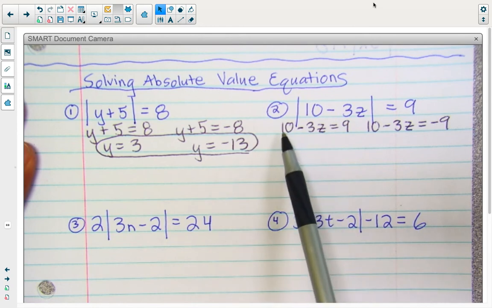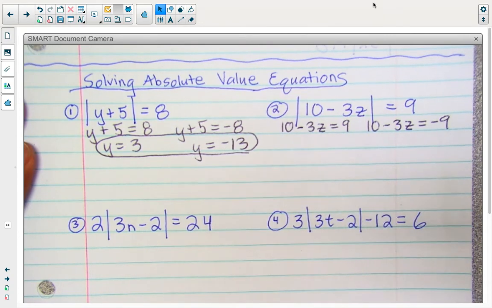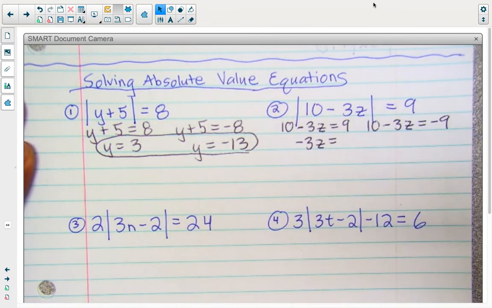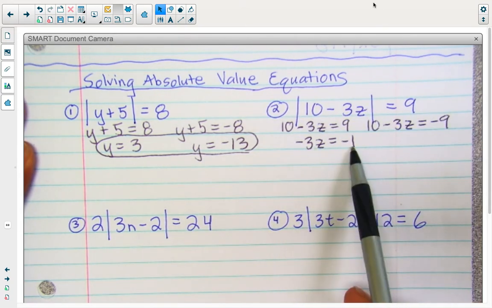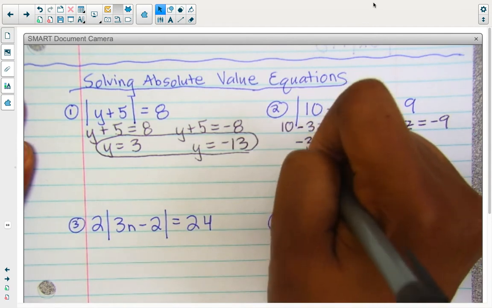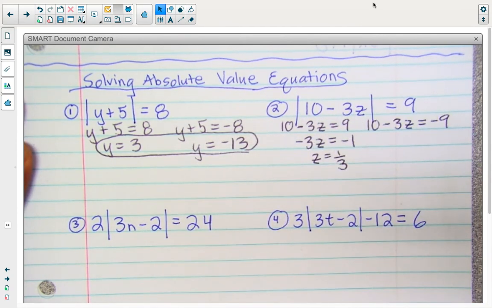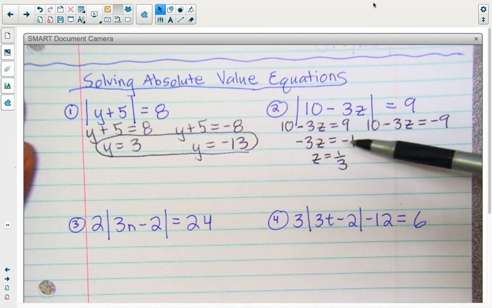So we need to subtract 10 from both sides, because the opposite of a positive is to subtract 10 from both sides. Then from here, the opposite of multiplying, we're going to divide. So I got 1/3 for that one. Again, I didn't show my steps there. I just did some of it in my head. Subtract 10 from both sides, divide by negative 3, because we're just solving a regular equation.